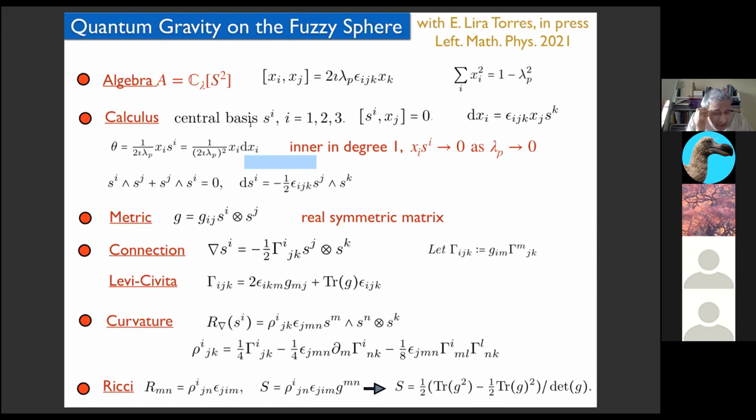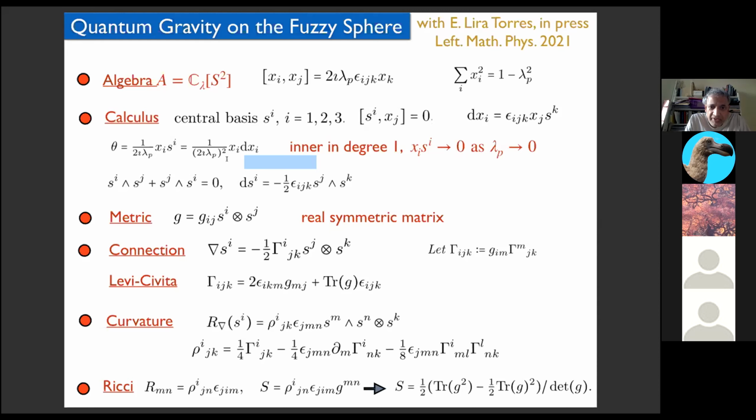Many non-commutative calculi actually have an inner element. Actually, I was going to skip that. But anyway, there's an element here which you don't see classically because it would be 0. Well, this quantity here for a classical sphere would be 0. But if you take the limit lambda p goes to 0, even if that goes to 0 and that goes to 0, you can still have a non-zero thing. So this remnant means that the calculus actually is three-dimensional, even in the classical limit.